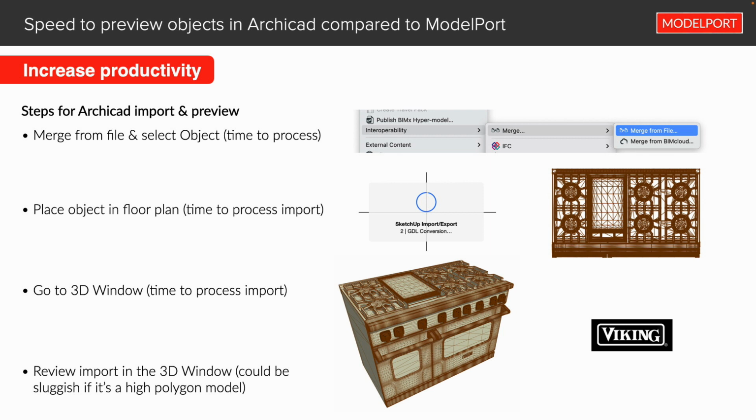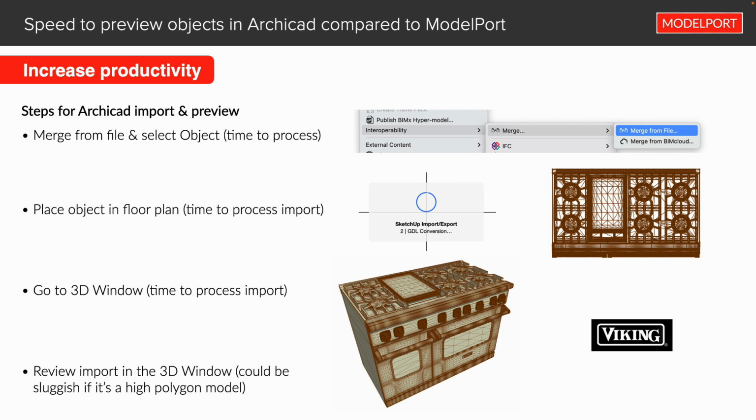Now, I mentioned earlier that we were going to do a little comparison in speed between ArchiCAD and Modelport in terms of the time it takes to import and preview an object. I'm going to start with ArchiCAD first. So with ArchiCAD, in order to preview an object in the 3D window, I have to go through a bunch of different steps. The first step is I need to select Merge from my File menu, and I need to find that object.